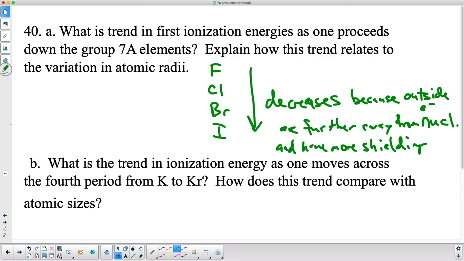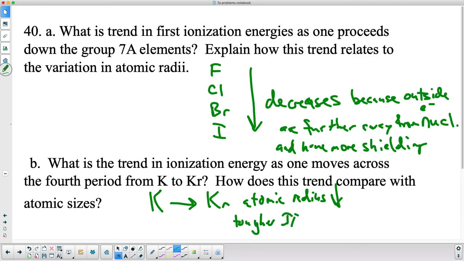What is the trend in ionization energy as one moves across the fourth period from K to Kr? How does this trend compare with atomic sizes? When we go from K to Kr, atomic radius decreases, which means the atom gets smaller and smaller, which means the outside electron gets tougher and tougher to pull off, which means that ionization energy increases. So again, IE goes up when atomic radius goes down.